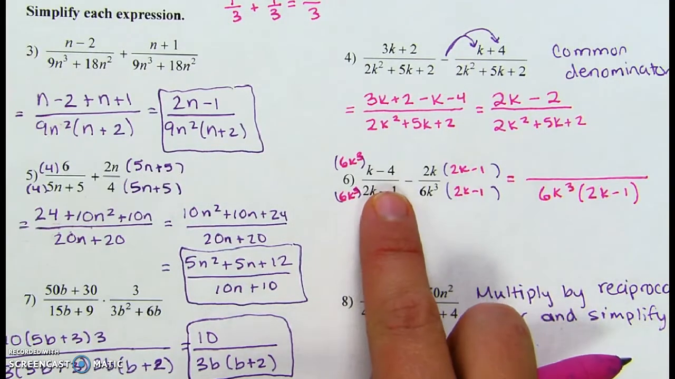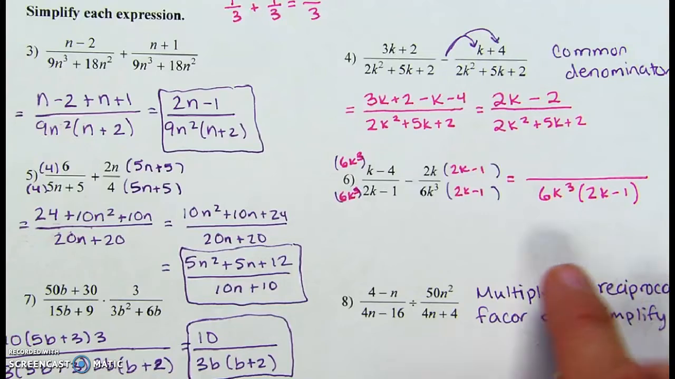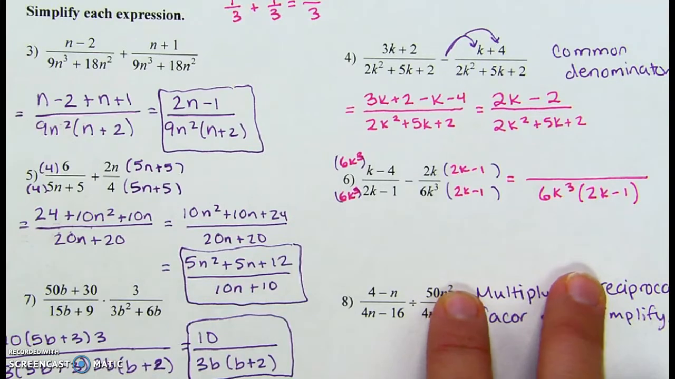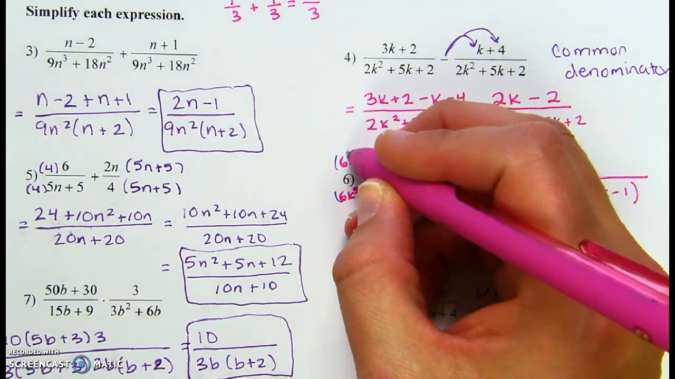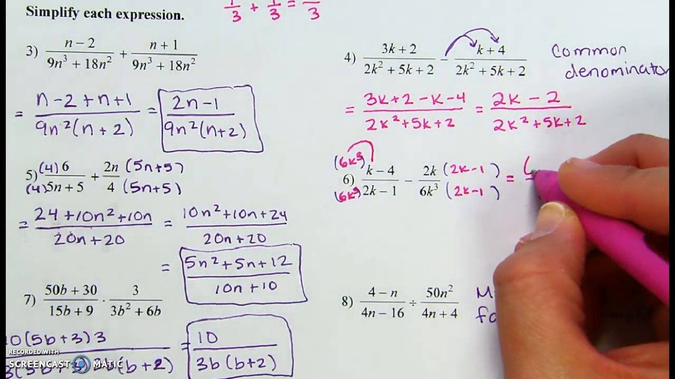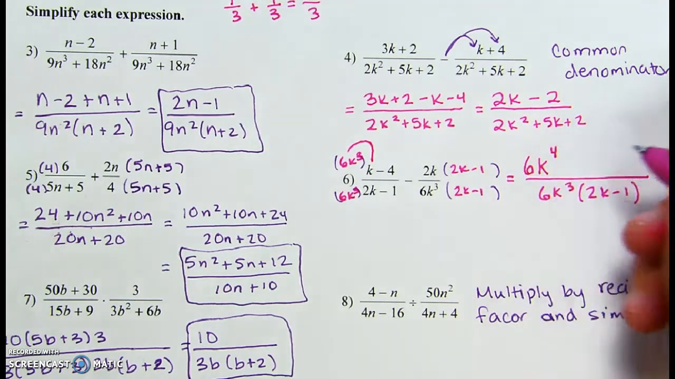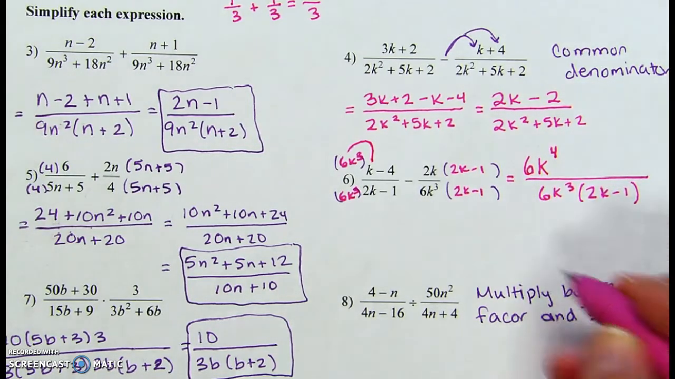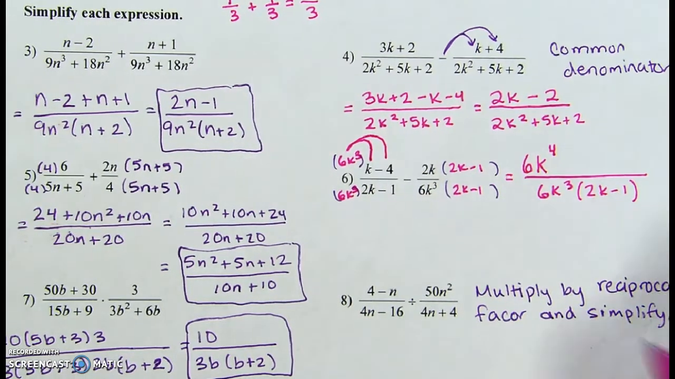Now the numerators, we're going to distribute and combine like terms. You remember those two phrases from the last 2 years of math. Distribute, combine like terms, yeah? Here we go. We're going to distribute here, 6k cubed times k. What's k cubed times k? One more k would be k to the 4. Then 6k cubed times negative 4.